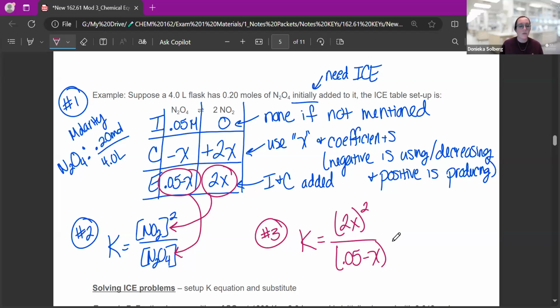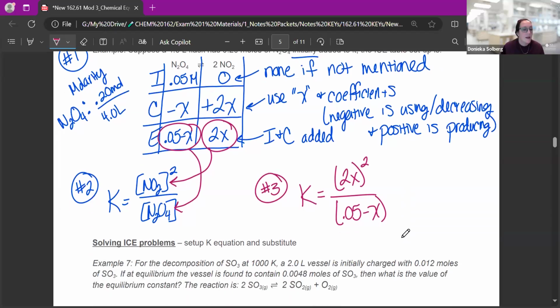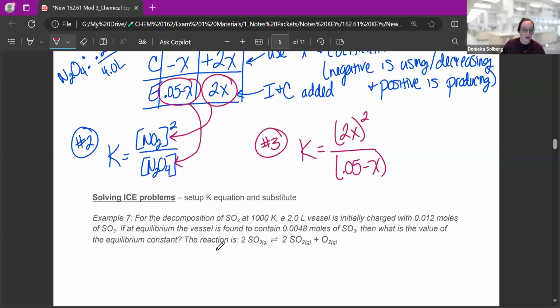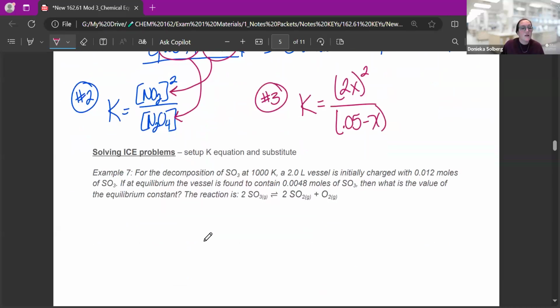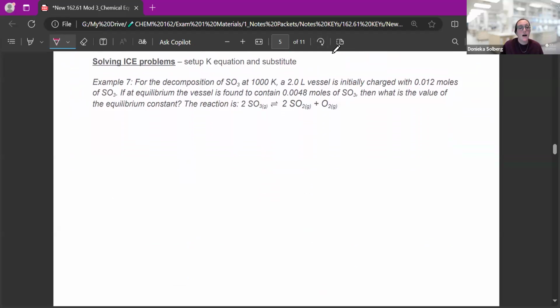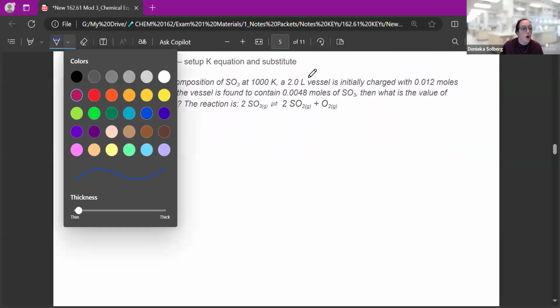And this is where another piece of information is going to come in. So the solving of your ICE problems: once you have your K equation set up and you substitute in your X values, you can solve for whatever it is. Now, like I said, it depends on the information I gave you. Do I give you K? Do I give you something related to X? It depends on the problem. So we are going to set up number 7 together, and then I do have more practice after this for you to try on your own. So we're going to do number 7 right here.